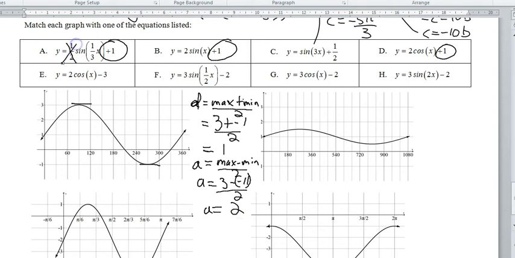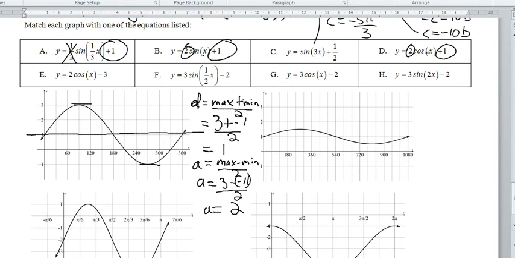Okay, so this one's out now. So it could be this, could be this. Now, it's always good to draw in the midline. So period-wise, there's no difference between this function and this function, right? They both have a b value of 1, which makes the period 2 pi or 360 degrees. In this case, 360 degrees.